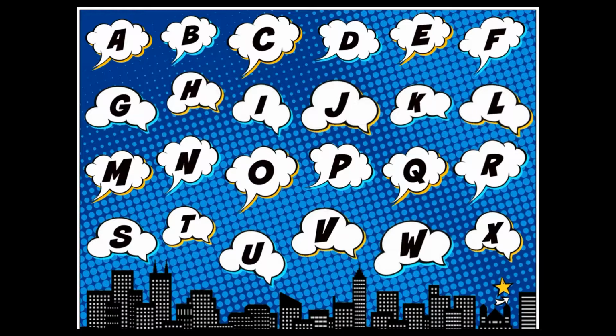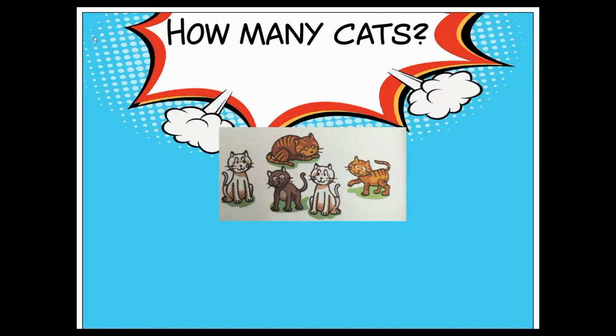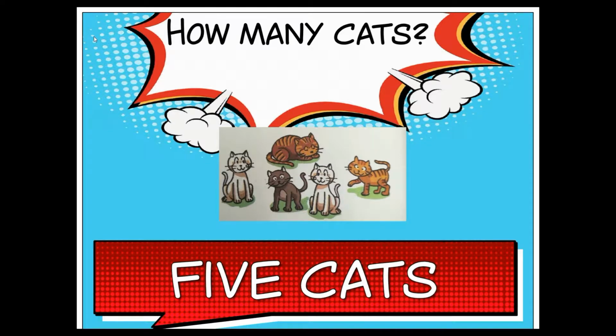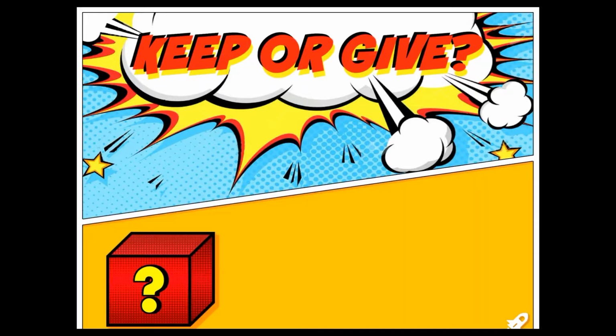The home screen is a selection of text clouds, and you have to choose one of the letters to go to a question. If they answer the question correctly, you can then go to a box screen.